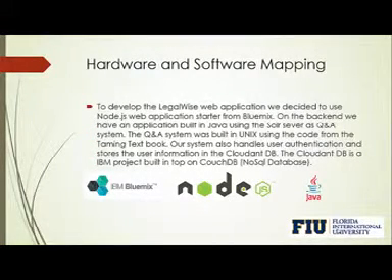Hardware and software mapping. To develop the LegalWise web application, we decided to use a Node.js web application started from Bluemix. On the back end, we have an application built in Java using the Solr server as a QA system. The QA system was built in Unix using the code from the teaming textbook. Our system also handles user authentication and stores the user information in Cloudant DB. Cloudant DB is an IBM project built on top of CouchDB. CouchDB is a NoSQL database.